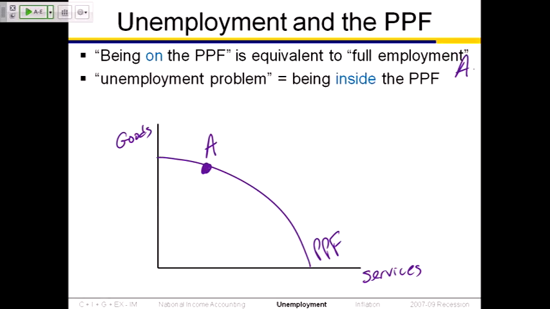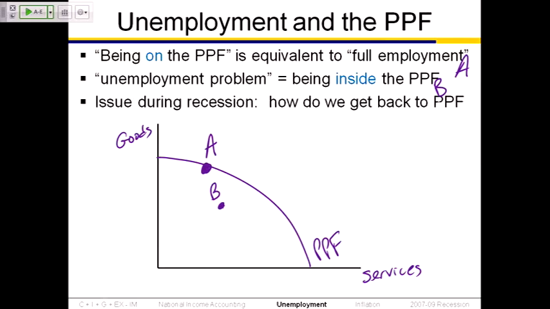When we say there's some unemployment problem, that's equivalent to being someplace inside of the PPF. So choose any point B that's inside of your PPF, or choose any point inside your PPF and label it B, same difference. That is an economy that has an unemployment problem because it's not producing the amount of goods and services it could produce if it was fully utilizing all of its available resources. The issue during a recession is how do we get back to the production possibilities frontier?